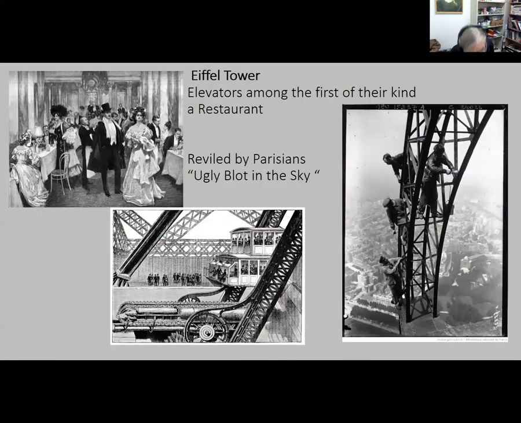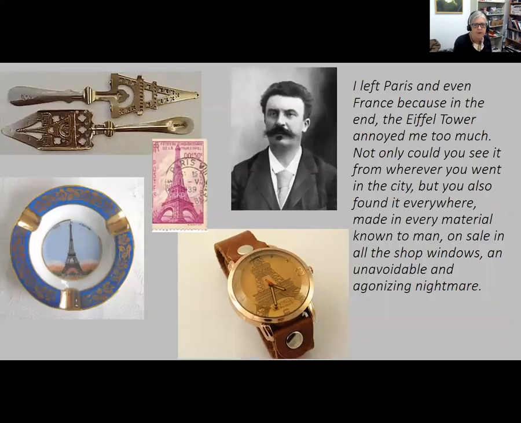The Eiffel Tower had some of the first elevators ever made. It had a restaurant. The elevators broke all the time, by the way. When they started building it, Parisians were saying, that's the ugliest thing, an ugly blot in the sky. They said it's horrifying, I hate it, I don't ever want to see it, it's going to ruin the Paris skyline.